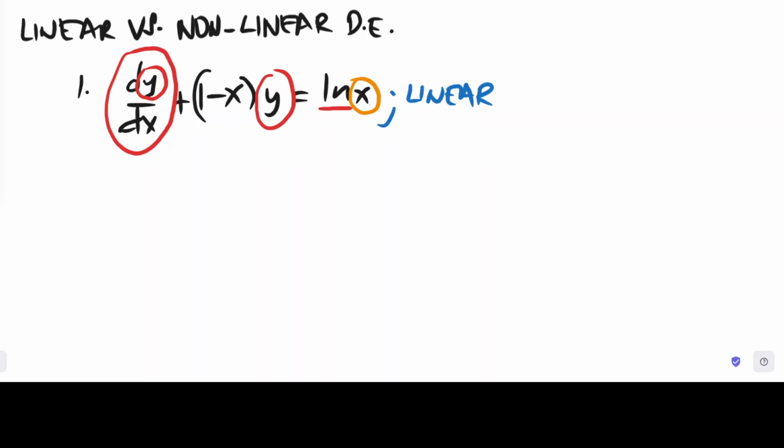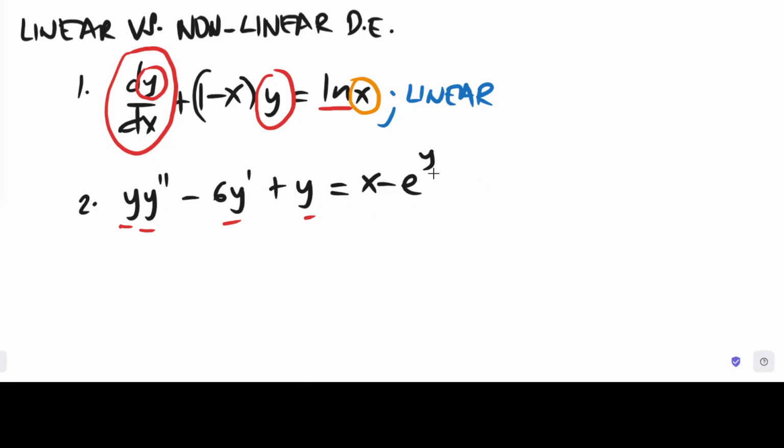Okay, so let's have another example. For our second example, we have here y double prime minus 6y prime plus y is equal to x minus e raised to y. So let us determine if this example is a linear or a nonlinear DE. First rule again, the dependent variable and its derivative should be raised to 1 only. We have the dependent variable here as y, because the other derivatives are y prime and y double prime. So raised to 1, raised to 1, raised to 1.